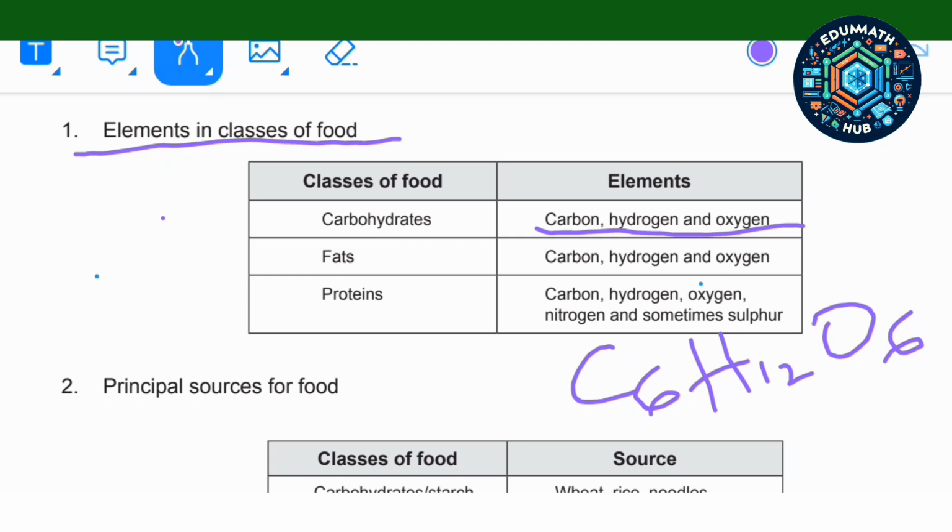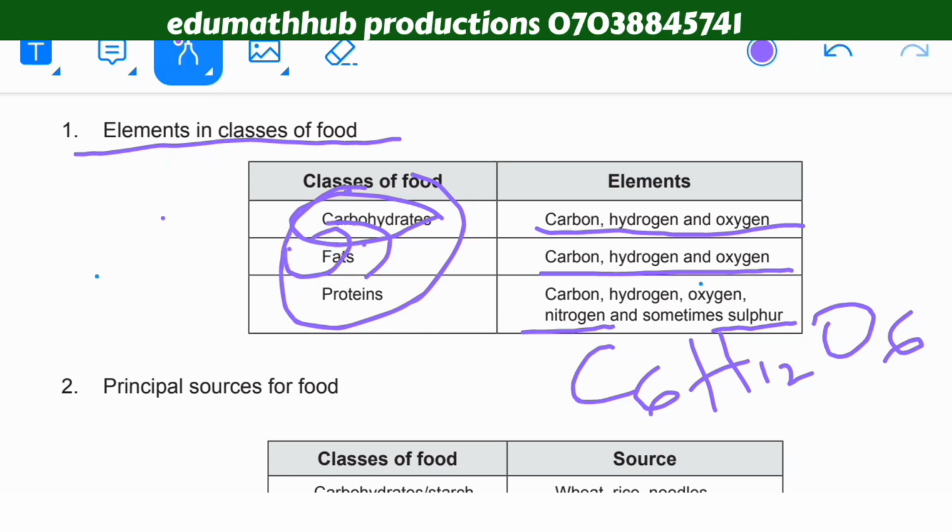The next one is fats. All fats contain carbon, hydrogen, and oxygen. Then all proteins contain the same elements, including nitrogen, and sometimes sulfur. So these are the basic elements contained in the major classes of food. And these three classes of food are the major sources of energy. If you eat any food containing carbohydrates, protein, or fats, you're going to gain a lot of energy.